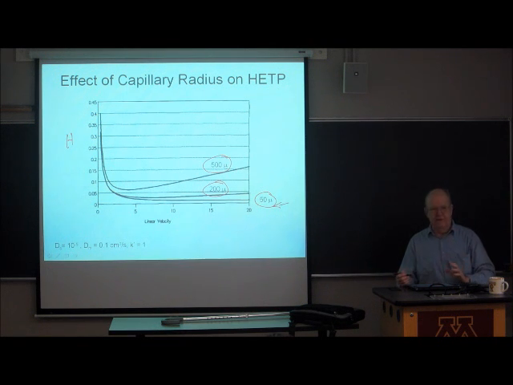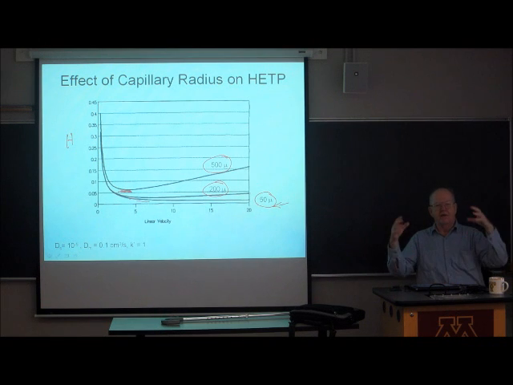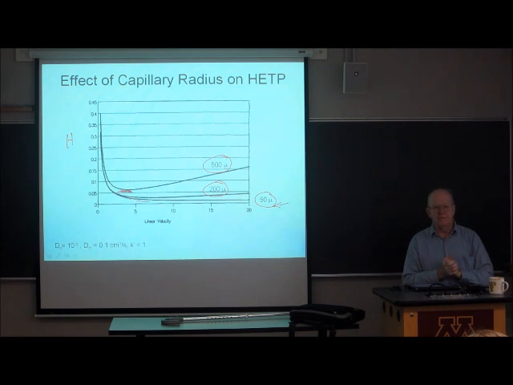The important characteristic of this curve is that the minimum HETP gets smaller and smaller as I reduce the diameter of the column. The narrower the column is, the lower the minimum HETP is. That's number 1 difference between them. Number 2 difference between them is this slope. The high velocity slope is greater for a wide capillary.